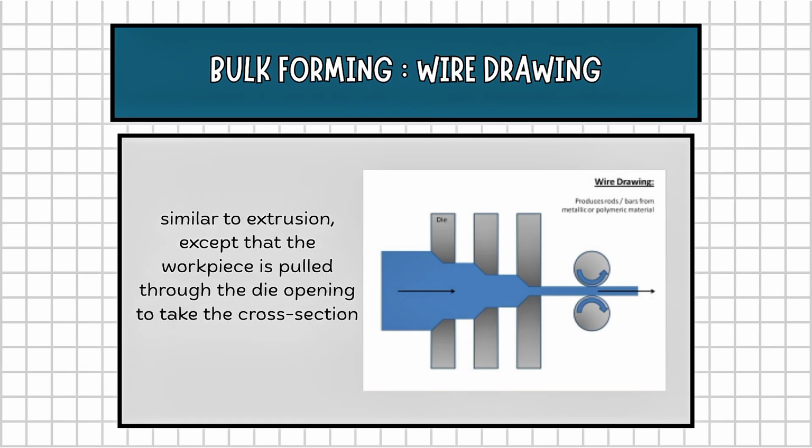We have the last one, which is wire drawing. It is similar to extrusion, except the workpiece is pulled through the die opening to take the cross-section. Wire drawing pulls a metal rod through a tapered die, reducing its diameter and increasing its length. Unlike extrusion, where the heated metal billet is pushed through a die opening using a ram, drawing pulls the metal and it produces wires for electrical applications, cables, springs, and fasteners. And usually it is performed cold to achieve good surface finish and dimensional accuracy.